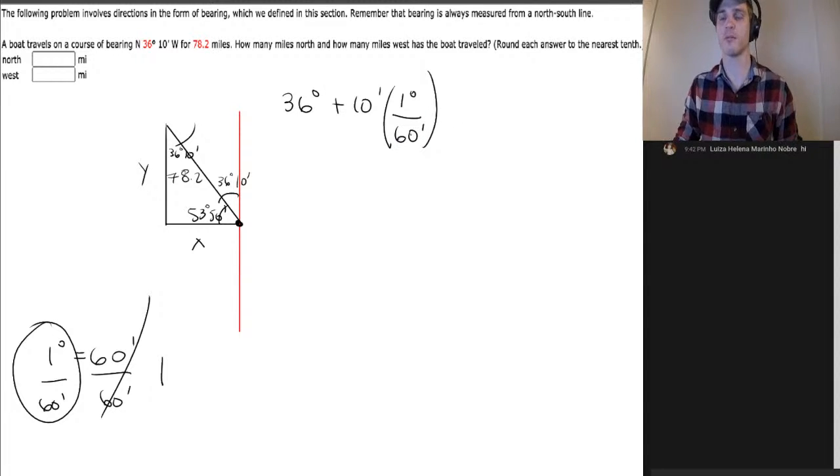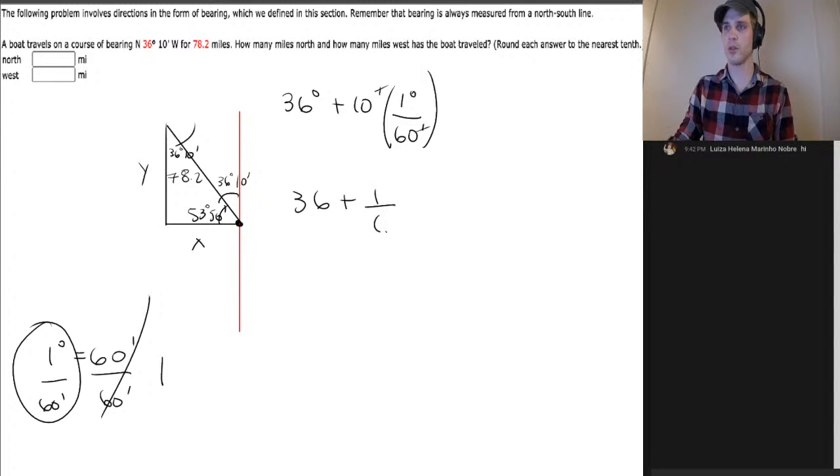It's an equivalent fraction, so to speak. Okay, so my minutes units cancel, and what I'm left with is 10 over 6 degrees, which is 1 over 6, which is 0.16666. Okay, so this is 36 and 1/6 degree. Okay, that's our measurement for that angle.